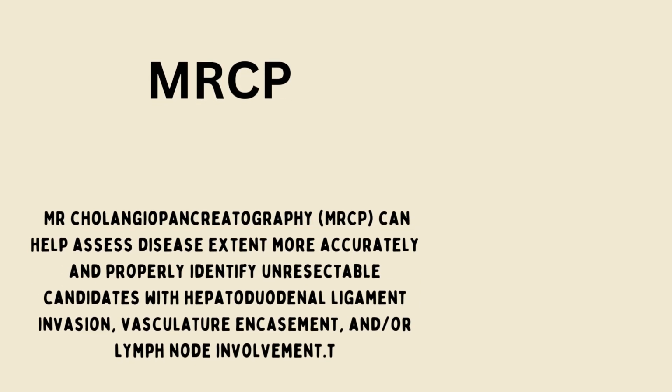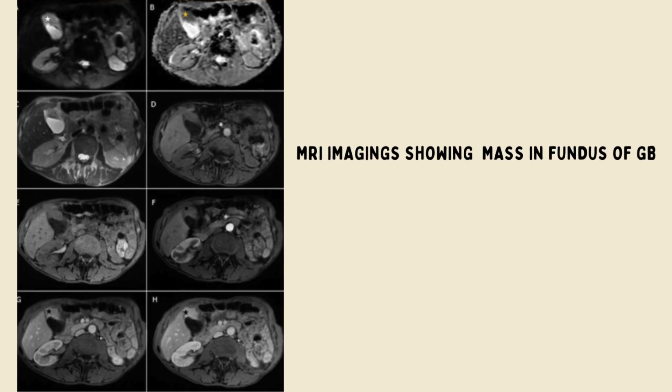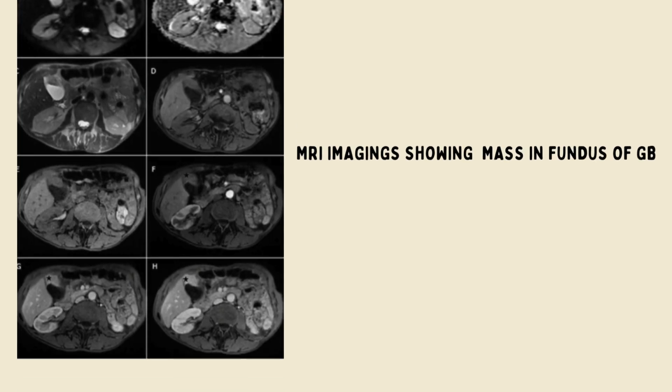Another useful investigation is MRCP. Magnetic resonance cholangiopancreatography can help assess the disease extent more accurately and properly. It also identifies unresectable surgical candidates with hepatoduodenal ligament invasion, vascular involvement, or lymph node involvement. So here are different MRI images showing the mass in the fundus of the gallbladder.